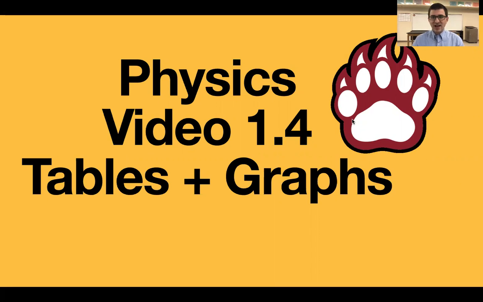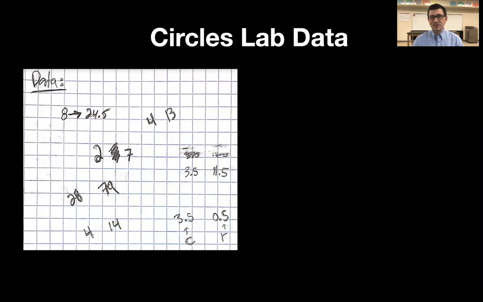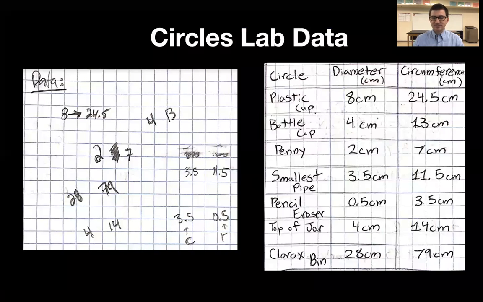So today in class we conducted the circles lab, and as I was looking at the data that you collected in class, I noticed that some groups' data looks something like this and some groups' data looks something like this. So the first thing I wanted to talk about is how to collect data using a table, and the person on the right has collected data using a table. And I want to talk about how to use tables and why they're important.